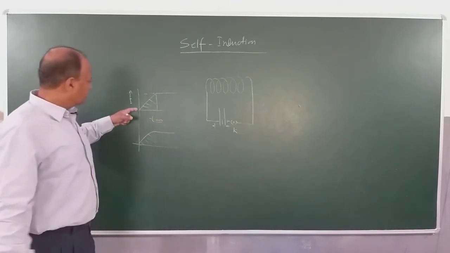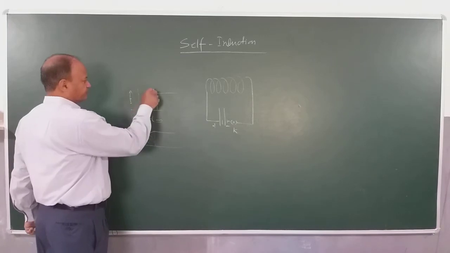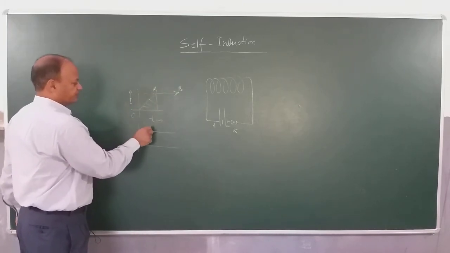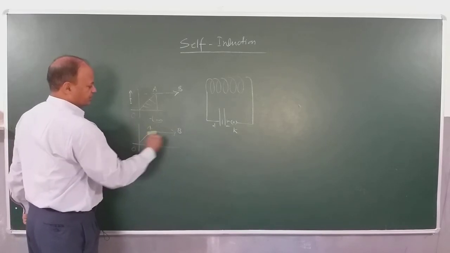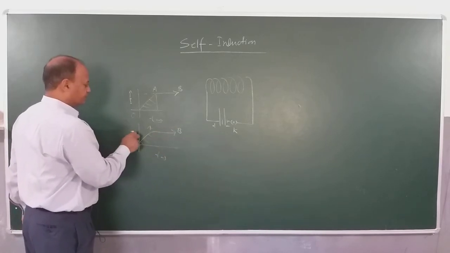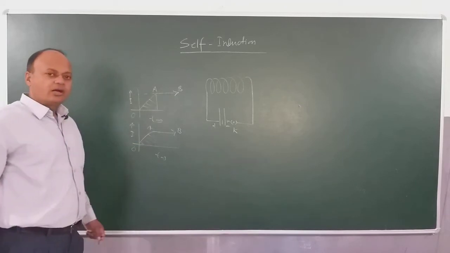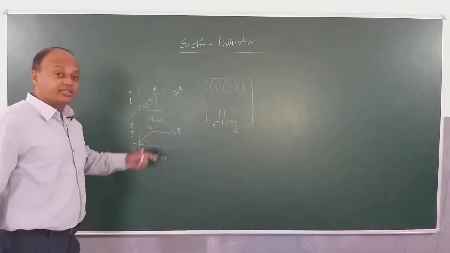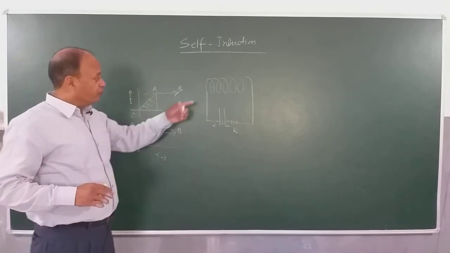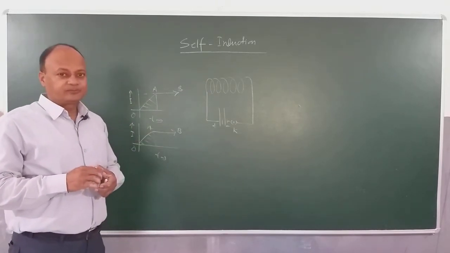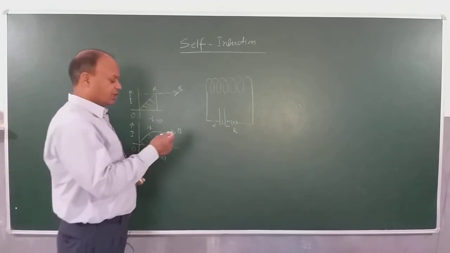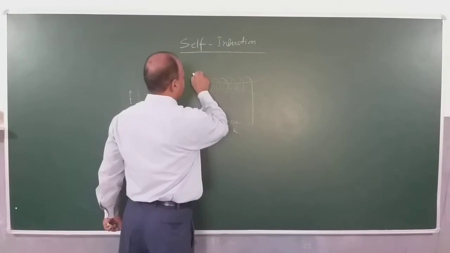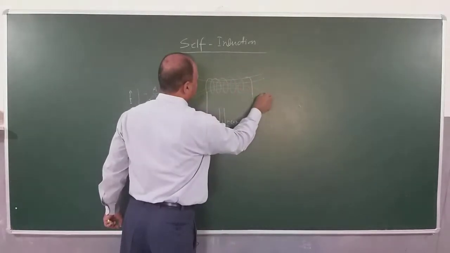So in this graph, let us say this part is OA and this part is AB. OA, AB goes on increasing, the time is increasing, this is current. You see, in this part OA, current is increasing. When current will flow through this coil, what will happen? It will produce a magnetic field, and due to the magnetic field what will happen? A flux will be produced like this.